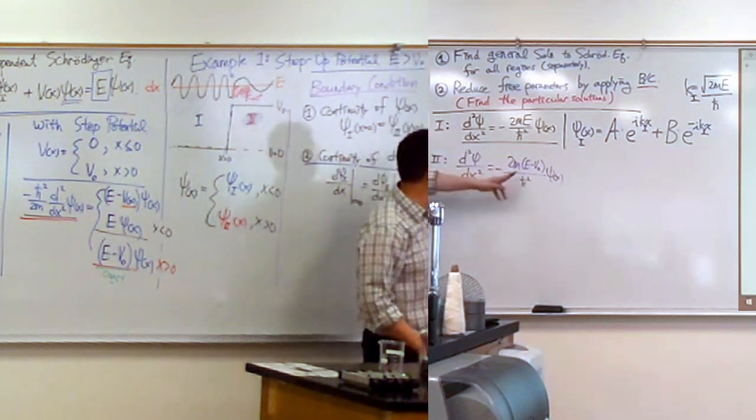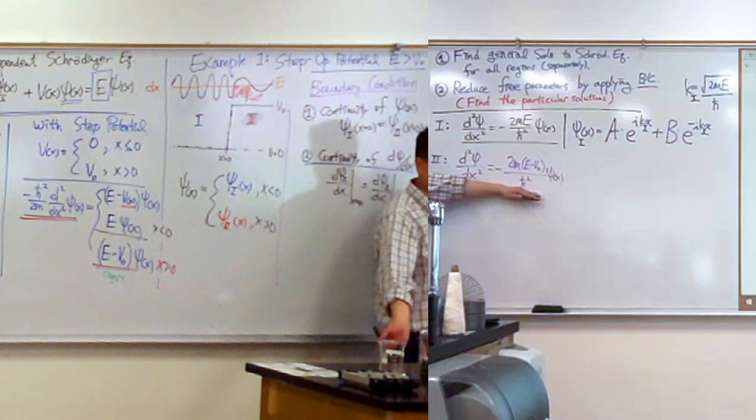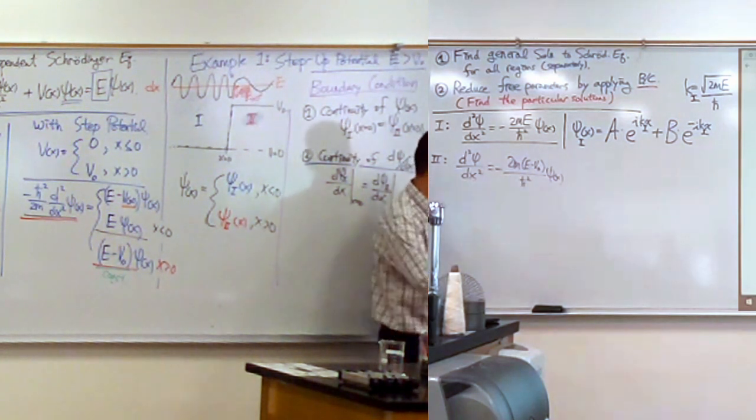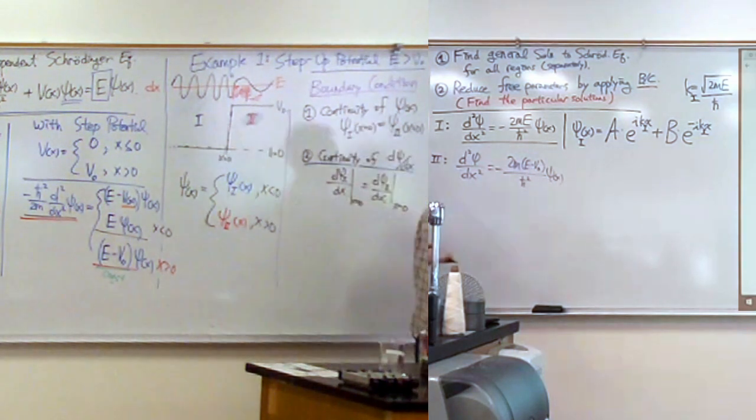Yeah, not really, right? E minus v naught is still positive, which means this coefficient is still negative overall. So you still get an oscillatory solution. So that's what I mean. This is the boring case. It's one same solution just over and over again.